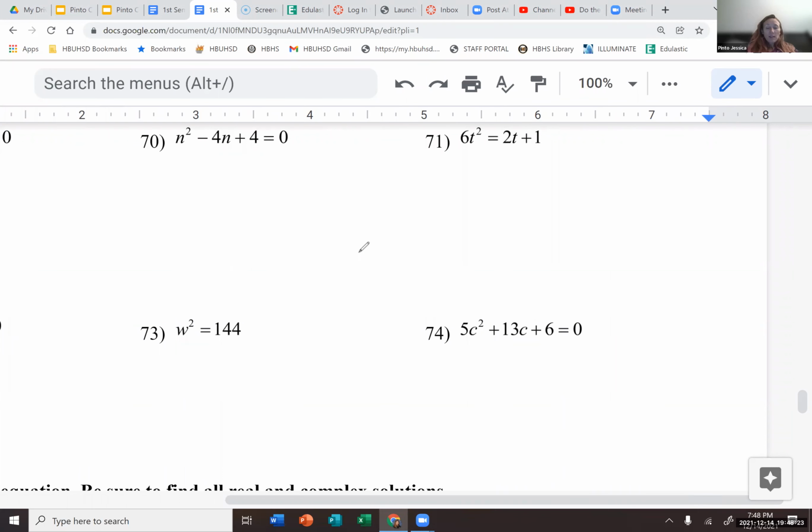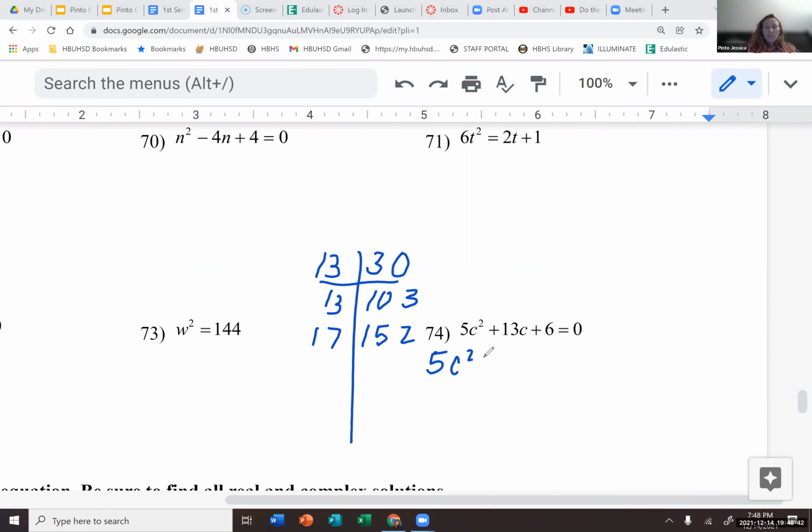Looking at 74, I wonder if this could factor. So 5 times 6 is 30, and I want it to add to 13. Of course, that's going to be all positives. So I want 10 and 3. I don't want 15 and 2 because it's all positive. That would be 17. This is 13. So 5c squared plus 10c plus 3c plus 6.